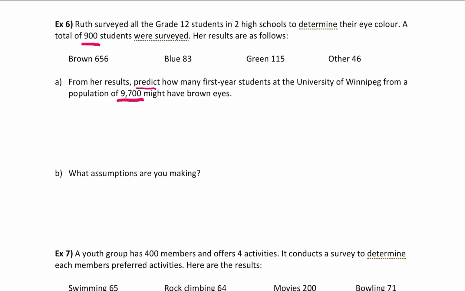So what do we already know about the chances of brown eyes? Well, we know the chances of brown eyes of grade 12 students. We know that out of 900 grade 12 students, so our total goes on the bottom, 656 will have brown eyes. So this is our probability of brown eyes. If we want to transfer that information to predict out of a different number of students, all we do is take this fraction and times it by the new number of students, which at the University of Winnipeg is 9,700. So we're going to take our calculator, 656 divided by 900 times 9,700, 7,070 people.